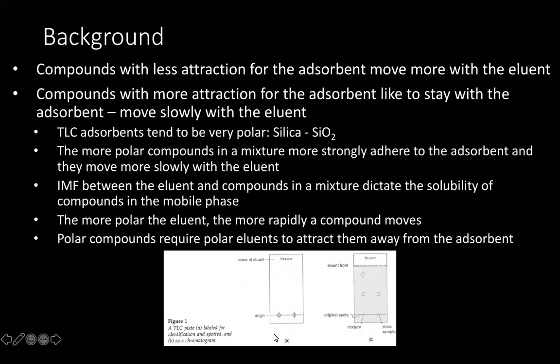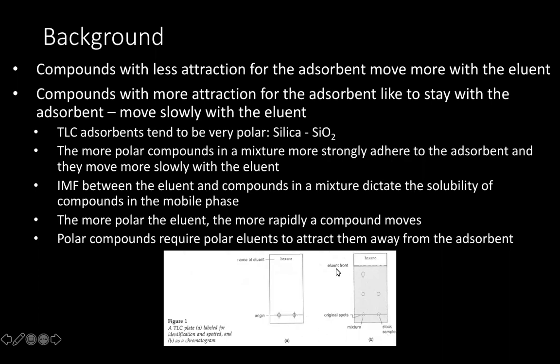A in that image shows you what a spotted TLC plate looks like. You have that origin or starting line, as it's easy to think about, where you spot your samples. And then it's always good to label your TLC plates. This one happens to be for the eluent hexane. B is the developed plate. We have the original spots outlined in dashes where they were on the plate in A, and they have correctly labeled a mixture versus a stock sample. That's always important to label as well, which wasn't labeled on A.